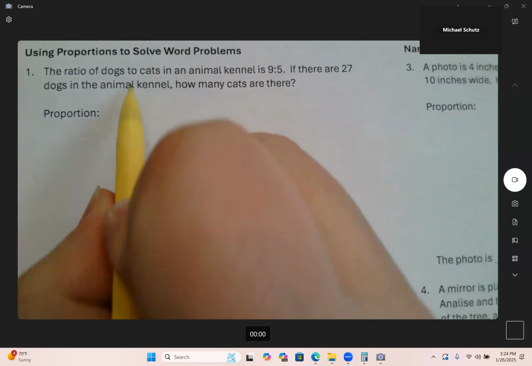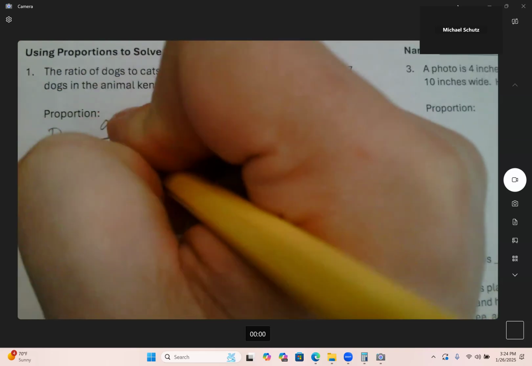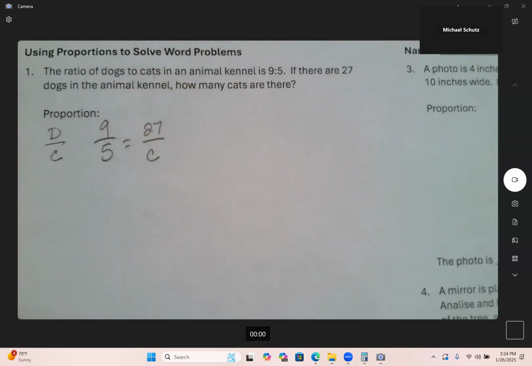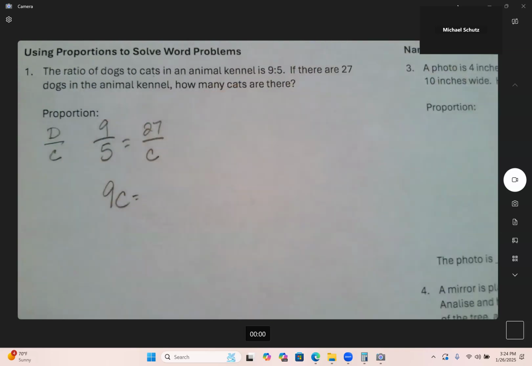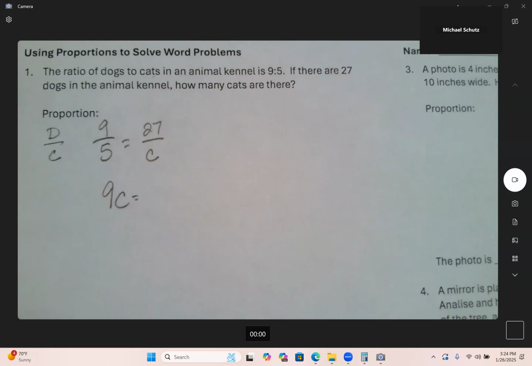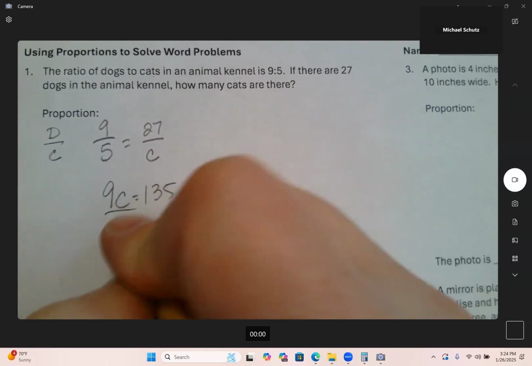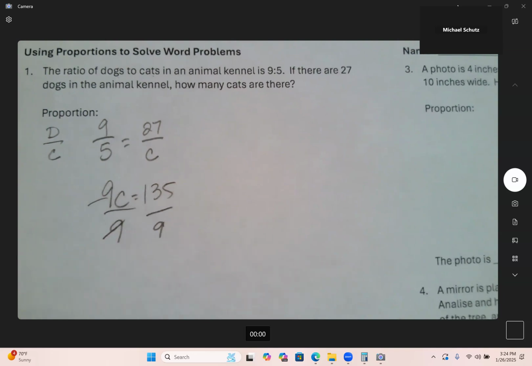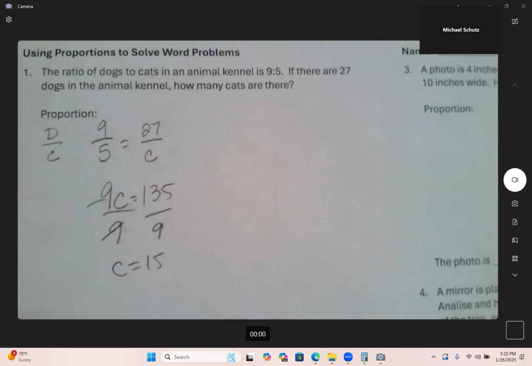So it did say dogs to cats. So I'm going to go ahead and do D over C just to help myself. So the ratio of dogs to cats is 9 to 5. We know there are 27 dogs, and I don't know how many cats. So I'm going to use C for cats. So now I'm going to cross multiply 9 times C, and then 27 times 5 is 135. Divide by 9. So 135 divided by 9 is 15. So there are 15 cats in the animal kennel.